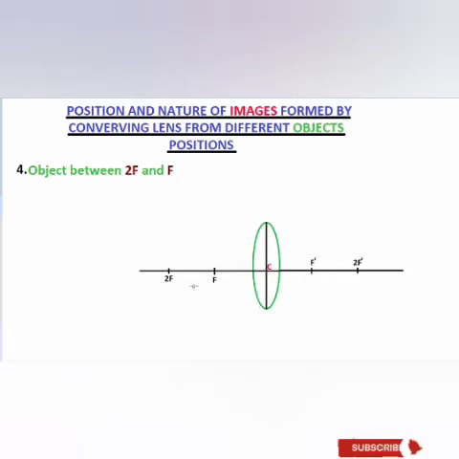Object placed between 2F and F. So I can place the object anywhere between 2F and F. So I indicate by drawing my object upright with the arrows pointing upward. Then I will draw a ray passing through C, and the ray will pass through it undeviated.